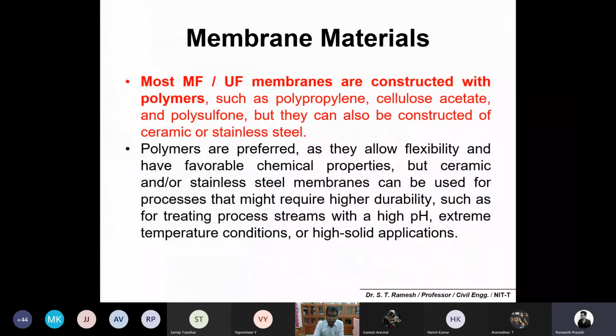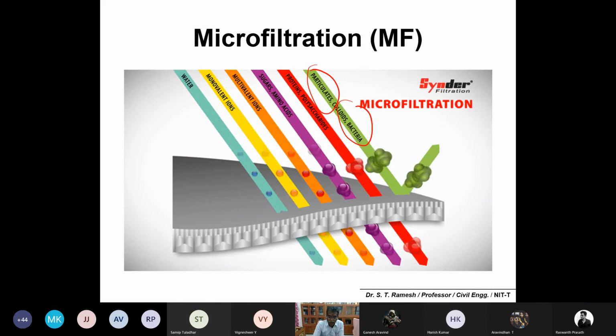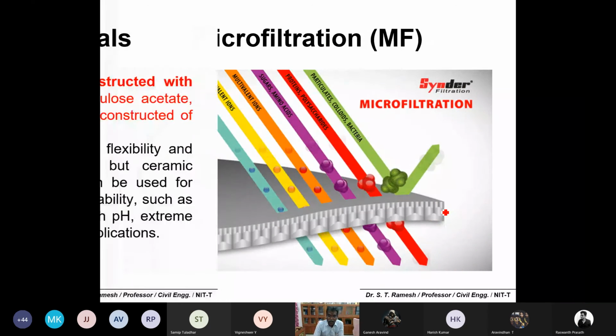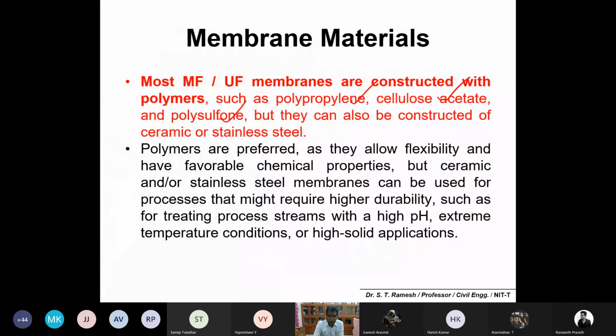Yeah. So these are membrane materials. Please make a note. They may use either polypropylene or cellulose acetate or polysulfone. Okay, these membrane materials are polypropylene, cellulose acetate, and polysulfone. Okay, they can also be constructed of ceramic and stainless steel. And you can also use cellulose acetate compared to other materials, but based on their durability and usage, and other properties, polymers are preferred.